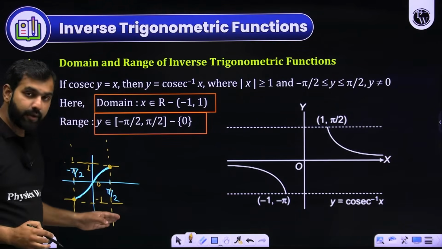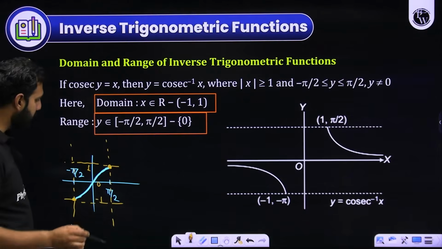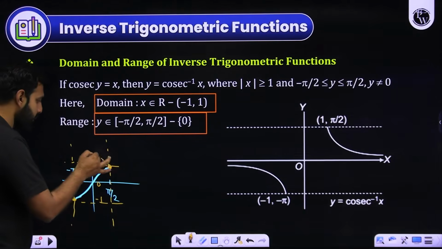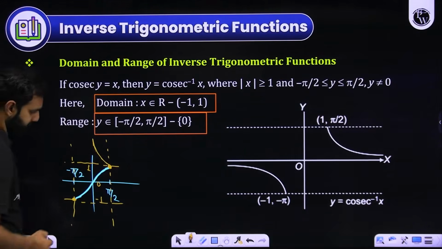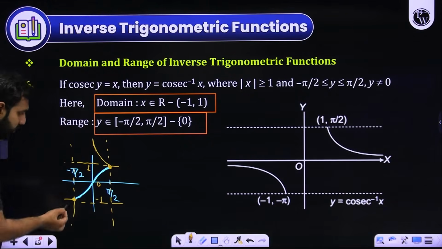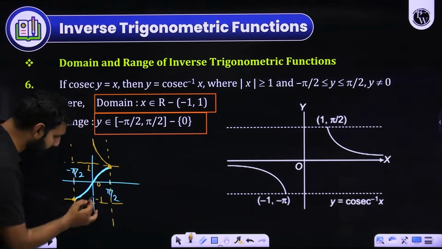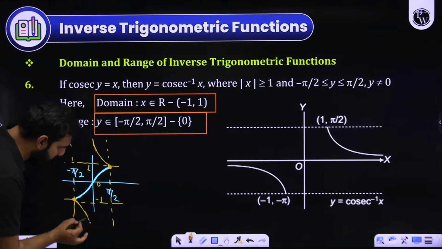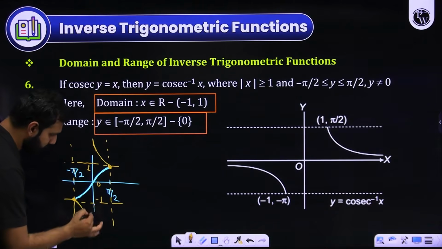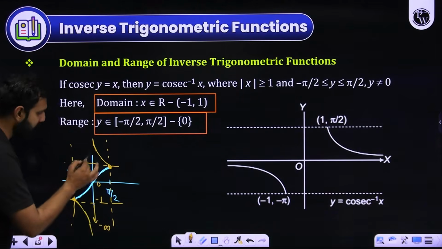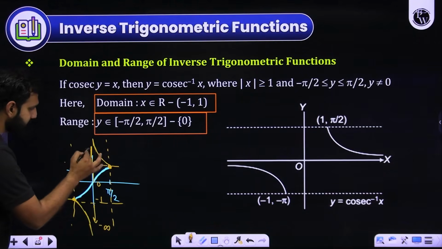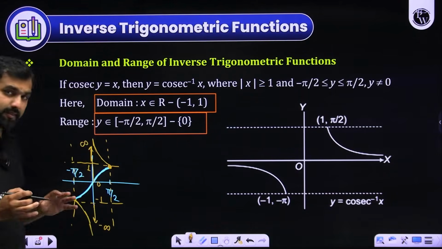So at pi by 2, cosec x also remains 1, but here from 0 to pi by 2, it goes like this. And again, at minus pi by 2, cosec x remains minus 1, but from minus pi by 2 to 0, it goes like this. So here it approaches minus infinity, and here it approaches plus infinity. Are you getting some clarity here?